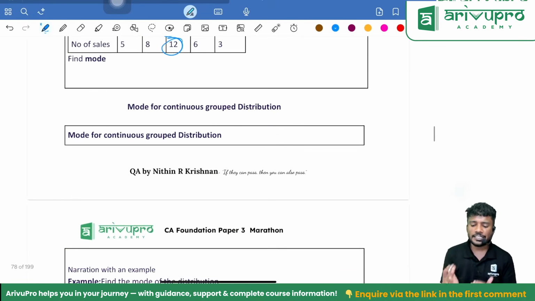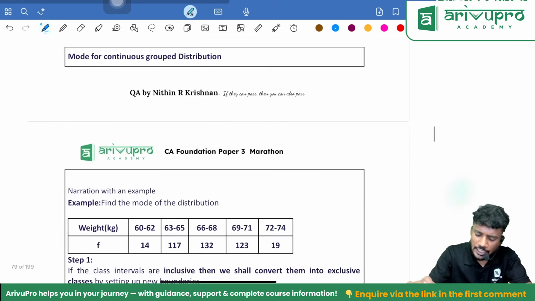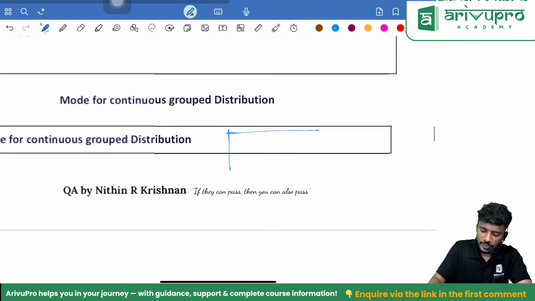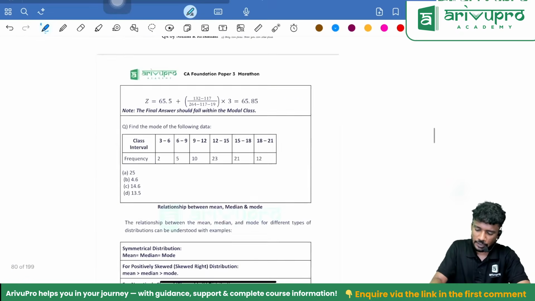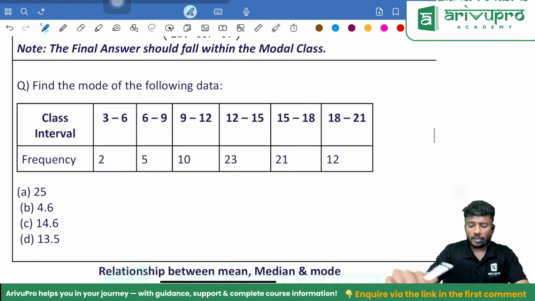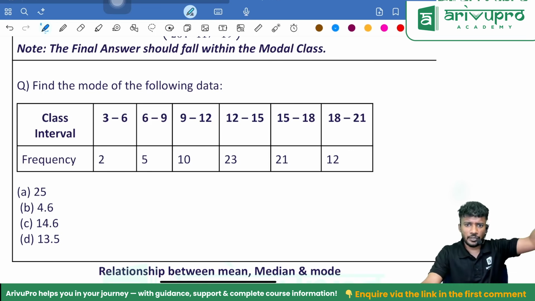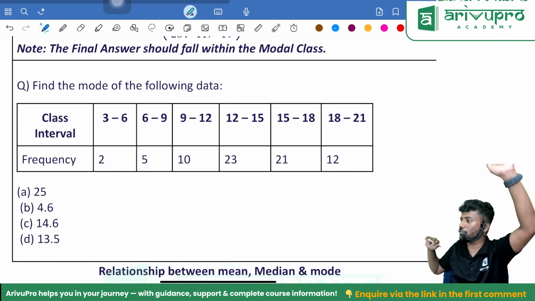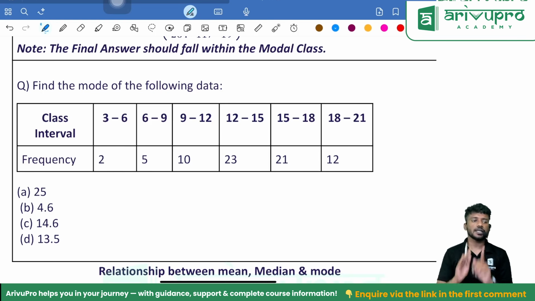Then mode for continuous grouped data is more important. We have a formula for that also. I'll take one question and explain. One more thing you need to know: here also we want exclusive classes. In none of the other places do we want exclusive classes except the mean, where it doesn't affect. Even if we subtract and add 0.5, it will cancel off. That's why there we are not converting into exclusive classes.